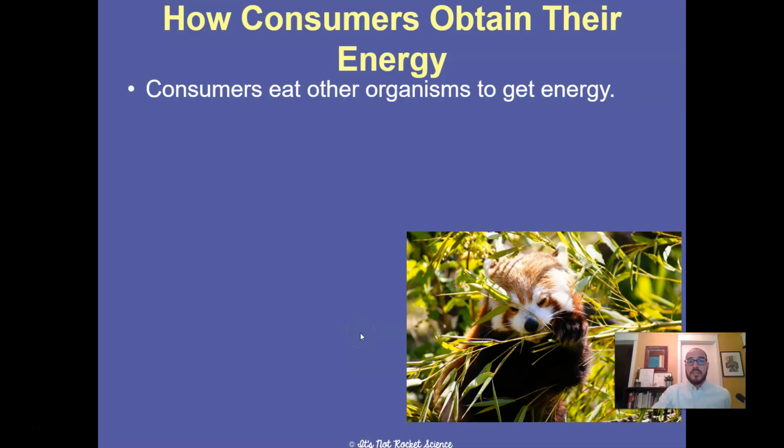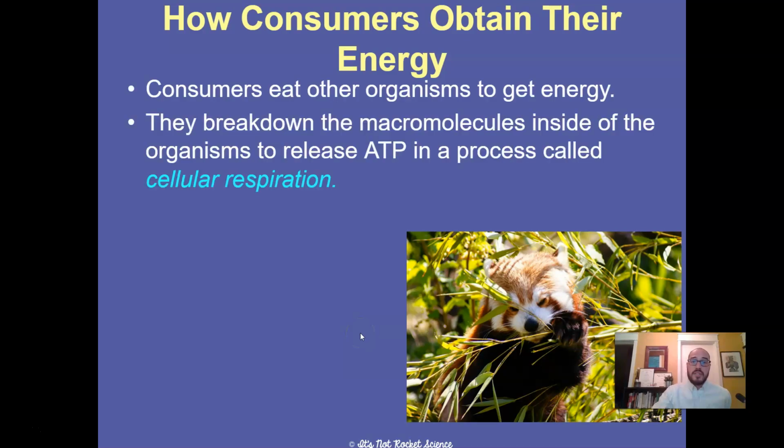So how do consumers get their energy? Well, they have to eat other things. So they break down the macromolecules that are inside other organisms to generate this thing called ATP, which is the universal energy currency of the cell. And we call that cellular respiration, which you are familiar with a little bit from our biogeochemical cycles. And we'll really dive into that process of cellular respiration, what ATP are, later in the course.